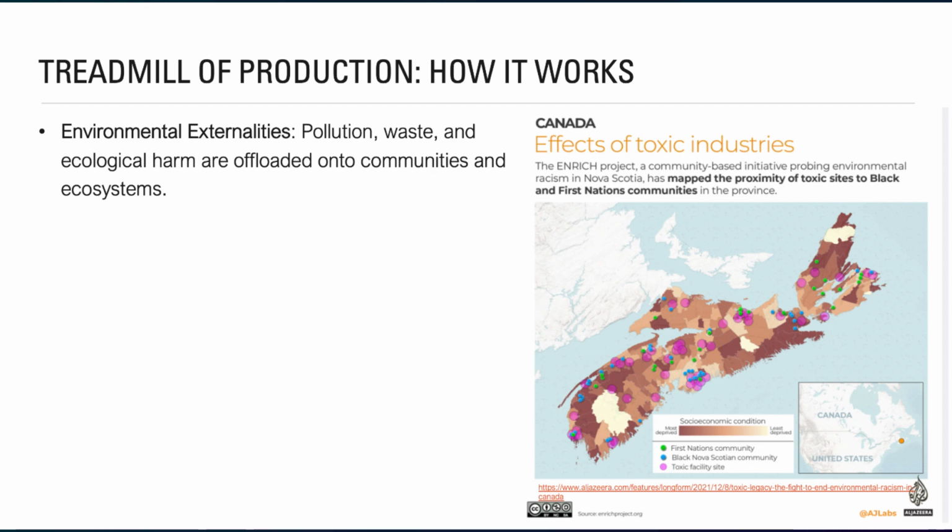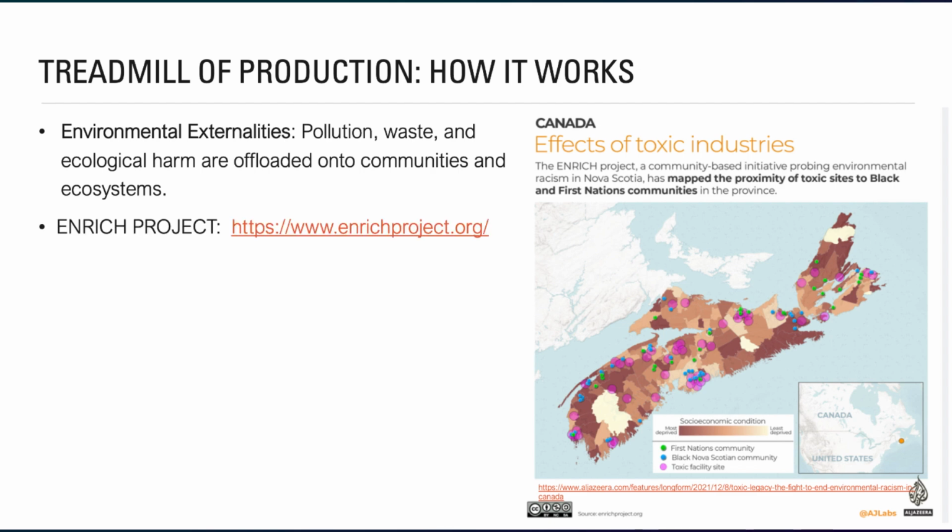Pollution, waste, and ecological harm are offloaded onto communities and ecosystems. These environmental costs are not borne by the producers or the consumers. They're absorbed by the public, often disproportionately by marginalized groups. Think, for example, of toxic waste sites near low-income neighborhoods or air pollution affecting children's health in industrial zones.